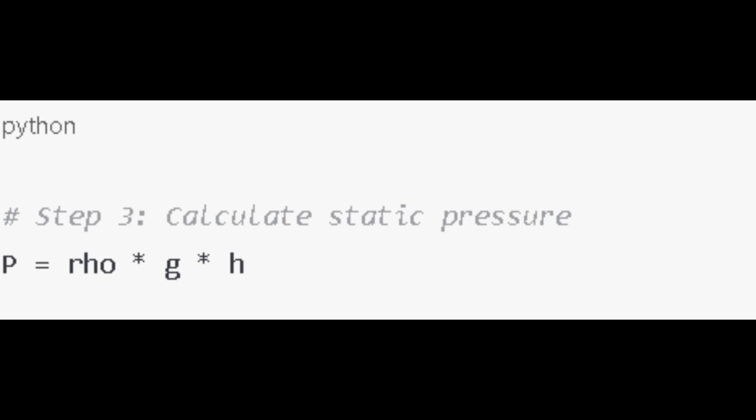Step 4. Apply the formula. P equals rho times g times h directly applies the static pressure formula. Python multiplies density times gravity times height. The result is stored in variable P. Teaching tip: this is exactly how engineers calculate pressure in real life.